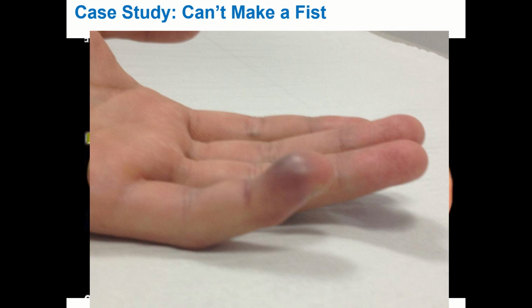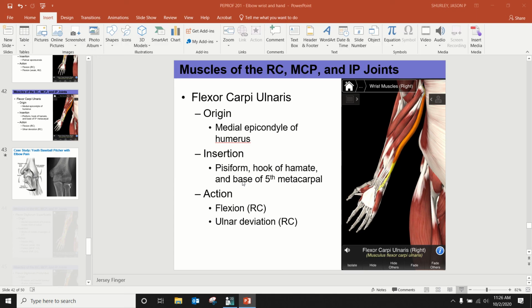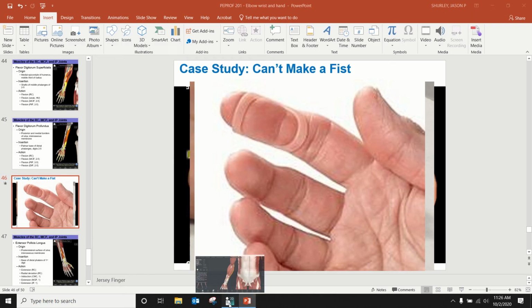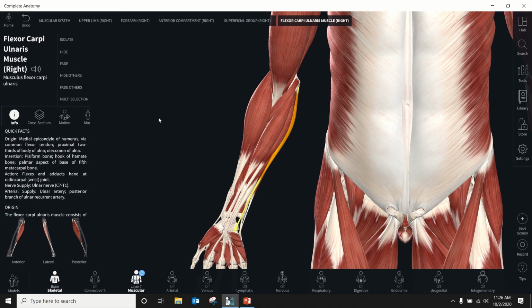And so that's where the name jersey finger comes from, from getting your hand stuck in their jersey. So that's an avulsion of the flexor digitorum profundus tendon. All right, so now you've seen all that. Let's find those two. So as mentioned, these are deeper muscles.